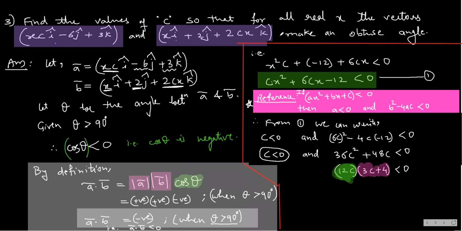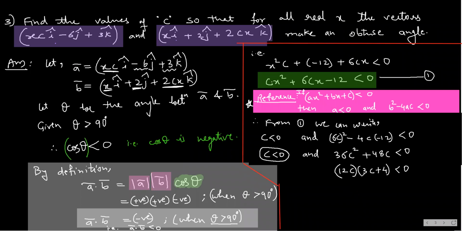I repeat again. This is negative. Suppose this is also negative. So what will happen? Negative into negative will become positive, but we don't want positive. We want less than 0. So in order to get less than 0, if this is negative, this has to be positive. I hope you all are following this.